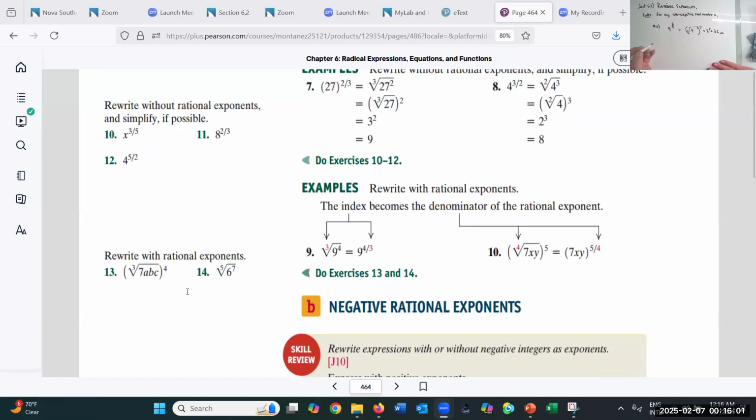Working backwards, of course, if I have the cube root of 7abc, and that is raised to the 4, well, I know that would be 7abc, and the exponent is going to be what? The index is 3, so it becomes the denominator. The exponent is 4. That's it.